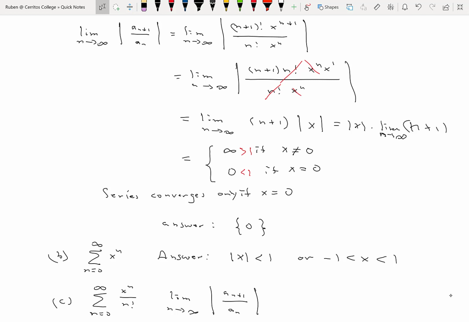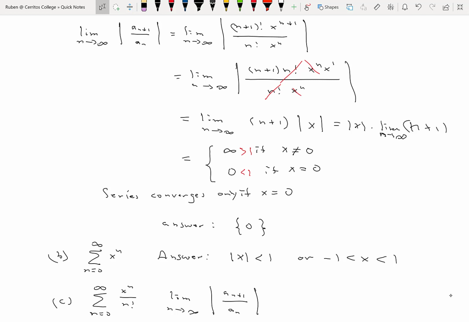The previous series was the sum of x to the n. Now let's make those terms really small, real fast. Let's divide x to the n by n factorial. N factorial gets big real fast. So let's use a ratio test on that.